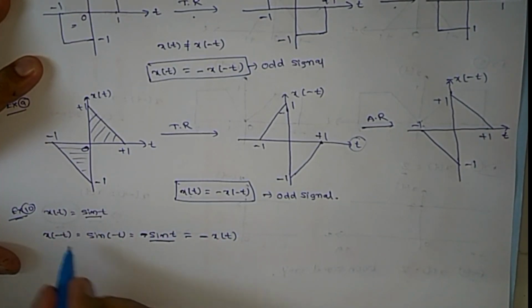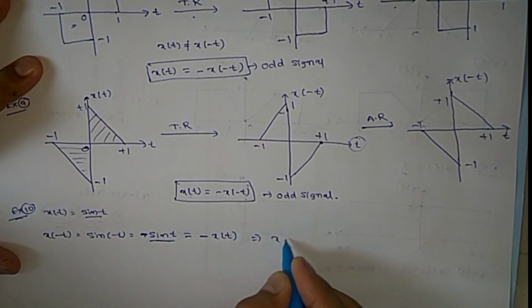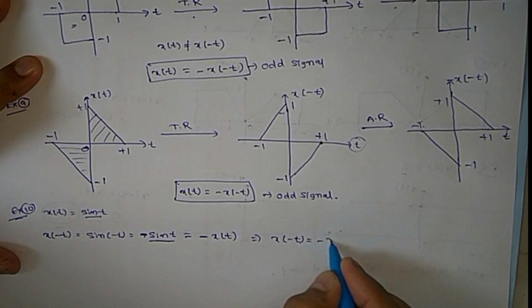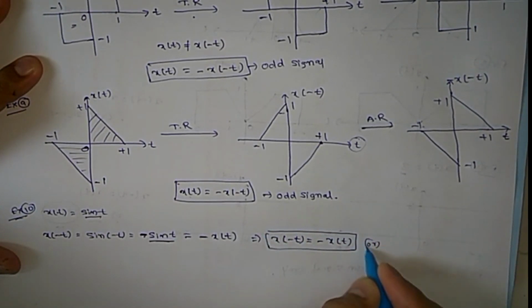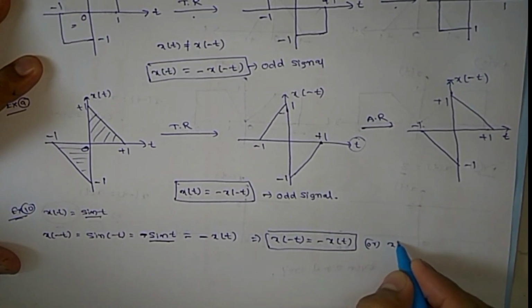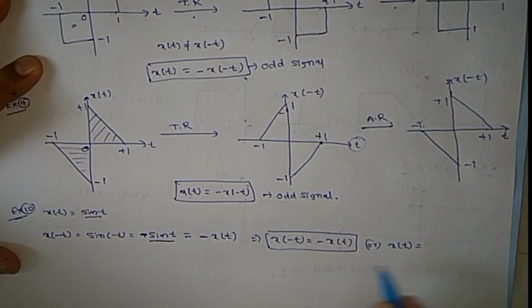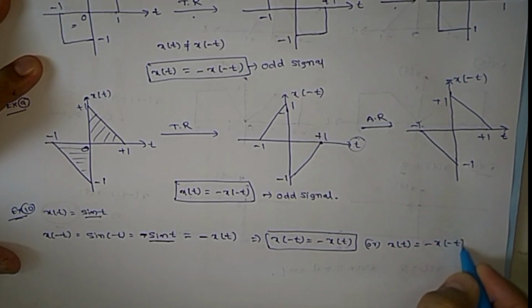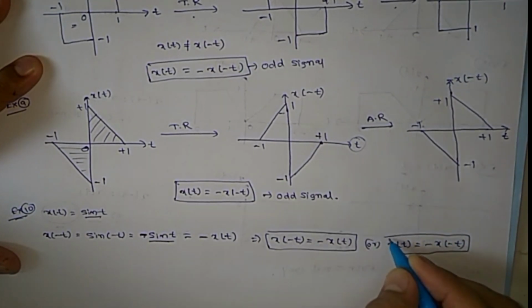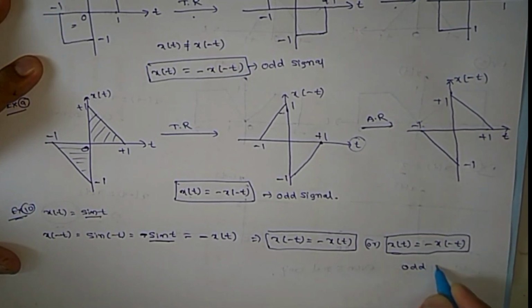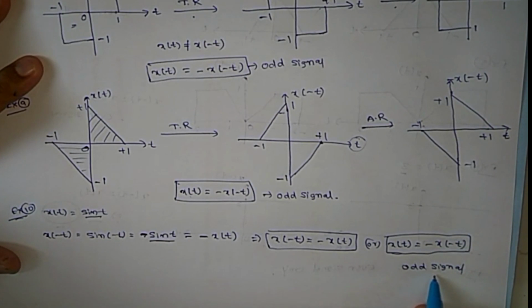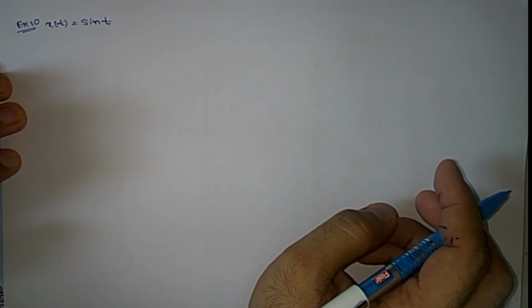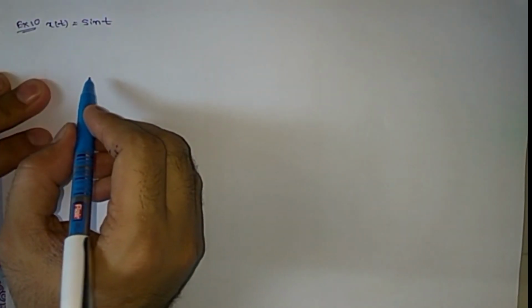So what did you get? x of minus t equal to minus x of t, or if you send this minus to this side, x of t equal to minus x of minus t. This is the condition for the odd signal only, right? So sin t is an odd signal. Already we have seen cos t is an even signal. Let us verify graphically that sin t is an odd signal.